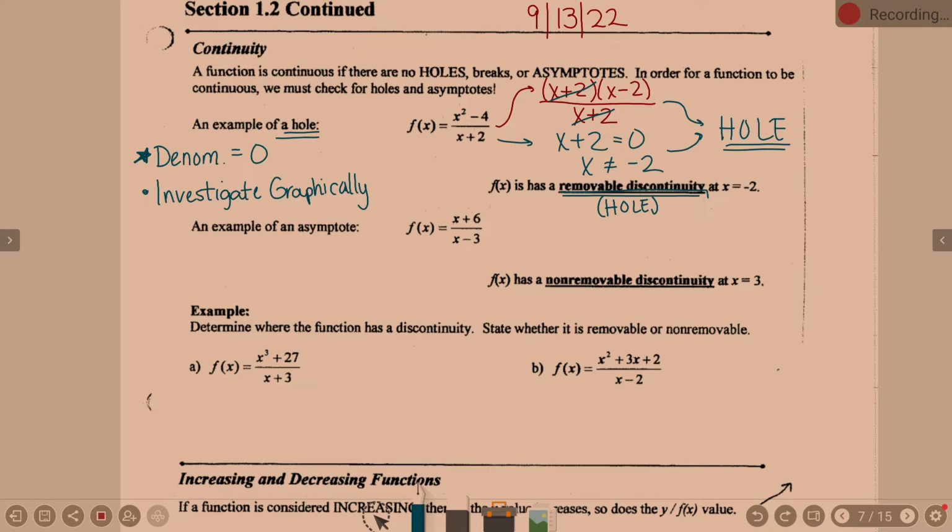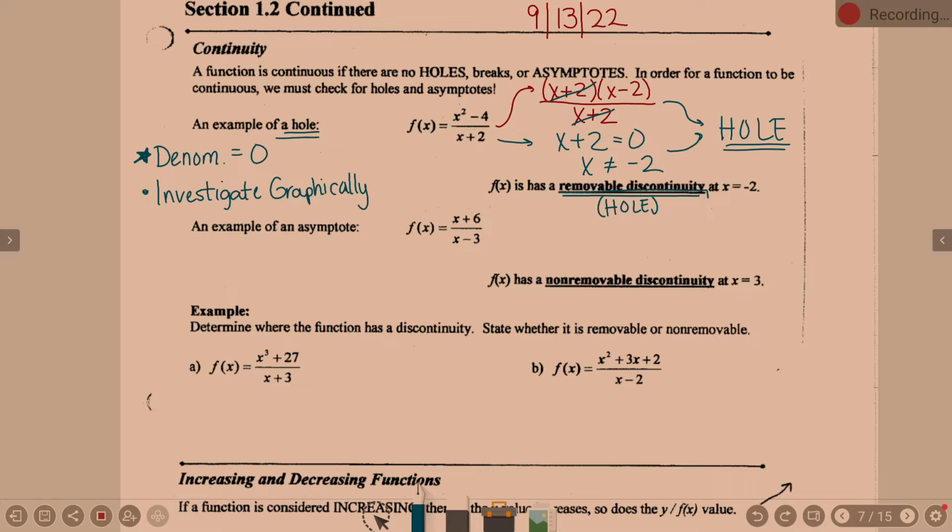If you trace it, you might be able to catch it. If you zoom in enough, you might be able to catch it. But it's not really visible. But we know there's a hole there. That value does not exist. It is called a removable discontinuity. Okay? Holes are called removable discontinuities.